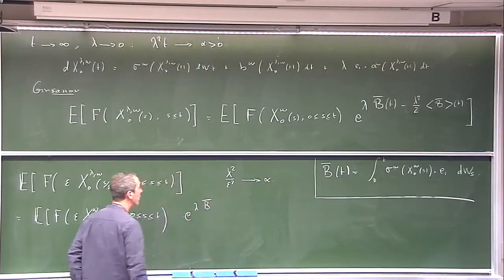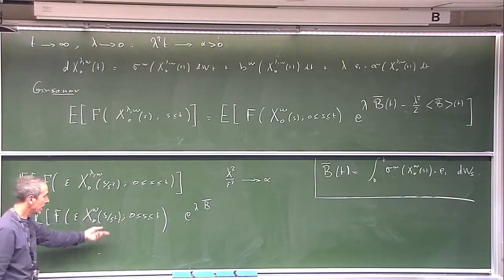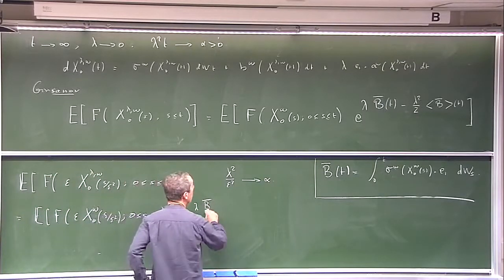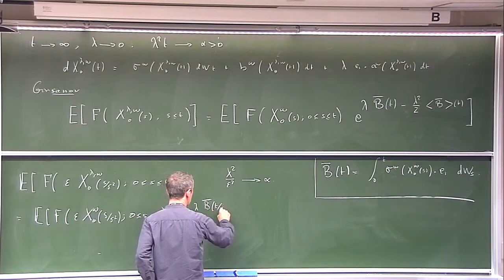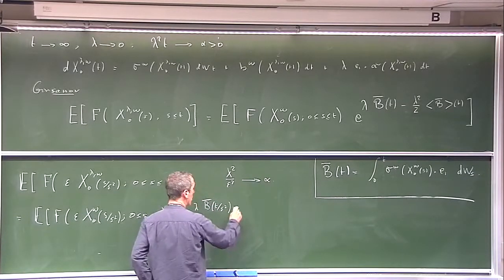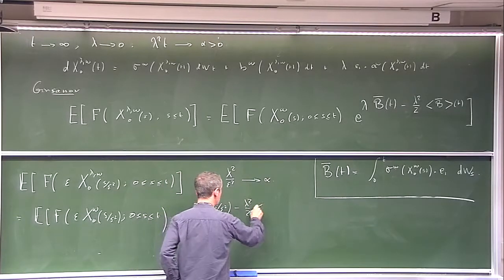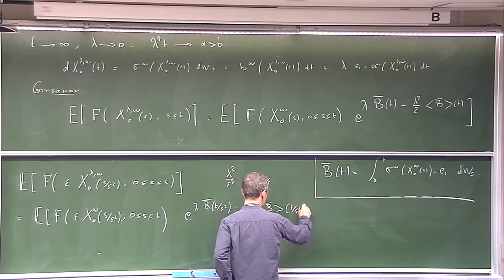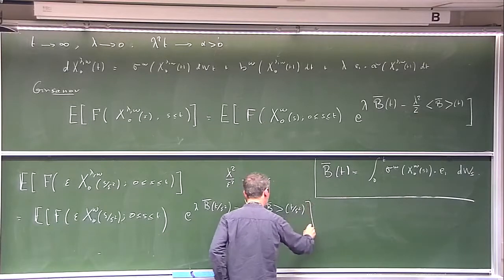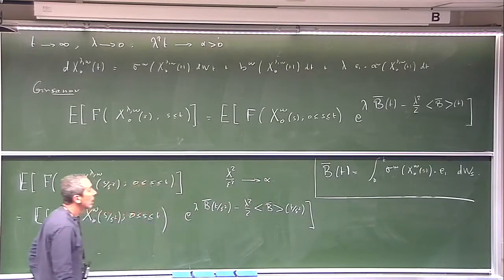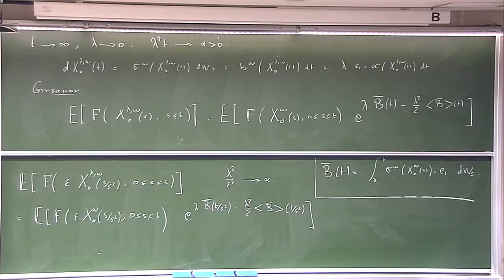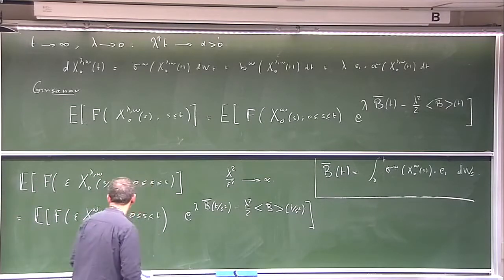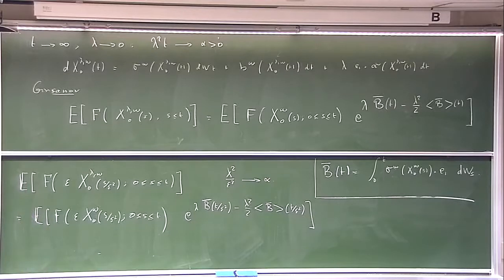Now, I have to compute B bar at the last time, which is T over epsilon square. And I have to subtract lambda square over 2 brackets of B bar also at time T over epsilon square. OK. So far, so good. And then we can pass to the limit. So we pass to the limit using some joint invariance principle, a bit like this one.